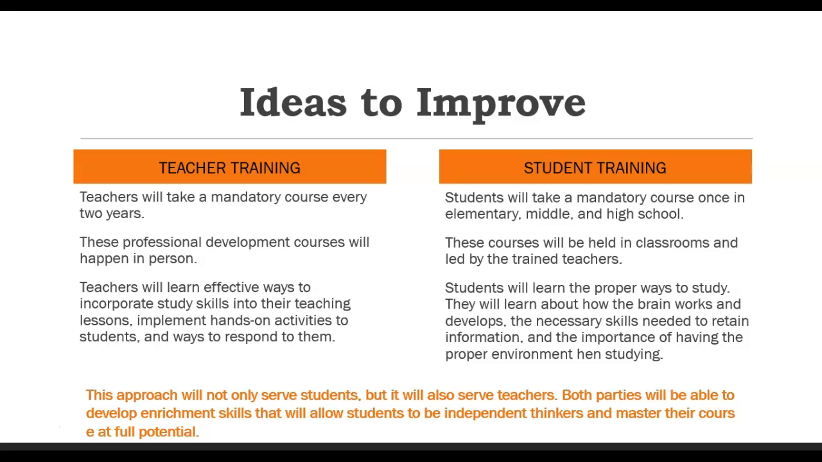Student training. Students will take a mandatory course once in elementary, middle, and high school. These courses will be held in classrooms and led by the trained teachers. Students will learn the proper ways to study. They will learn about how the brain works and develops, the necessary skills needed to retain information, and the importance of having the proper environment to study.